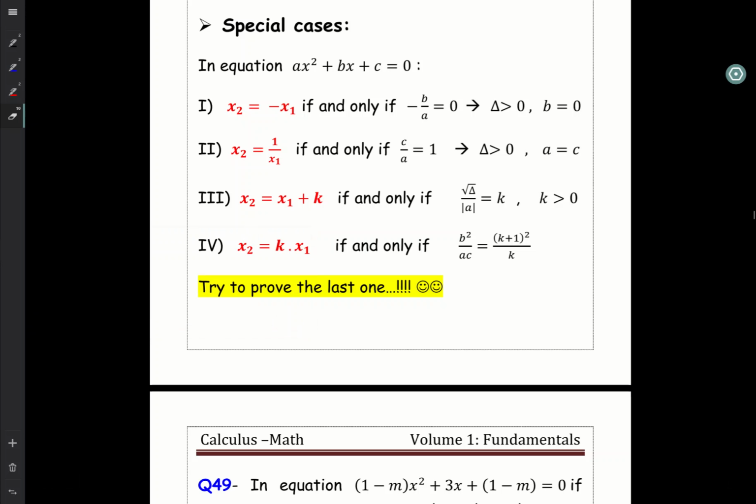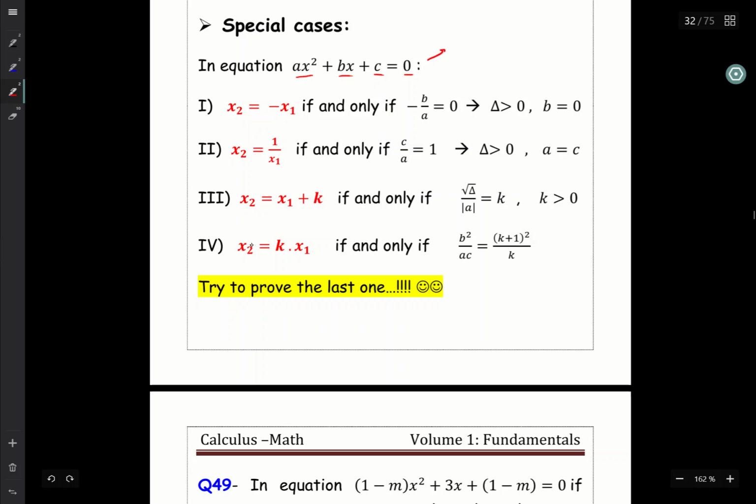Hello and welcome back. In this lecture, we are going to continue our discussion on quadratic equations. And let's start by looking at some special cases. So, assume this quadratic equation ax squared plus bx plus c equals 0, right?